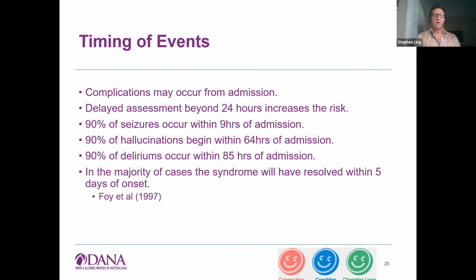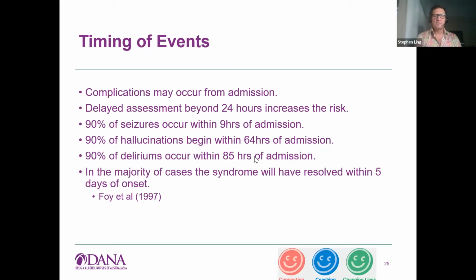They found that 90% of seizures from alcohol withdrawal occurred within 9 hours of admission to hospital. And in fact, most of those patients presented to hospital with a seizure as their presenting problem. 90% of patients experienced hallucinations within 64 hours of admission, and 90% of delirium occurred within 85 hours of admission, so around 3.5 days. In the majority of cases, the syndrome will have resolved within 5 days of onset.